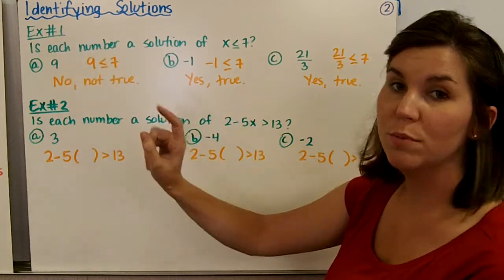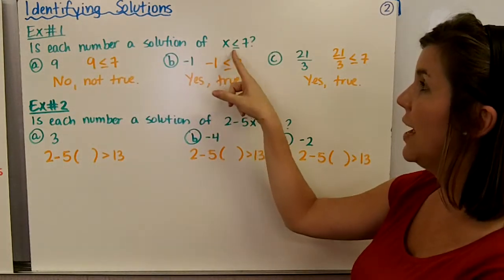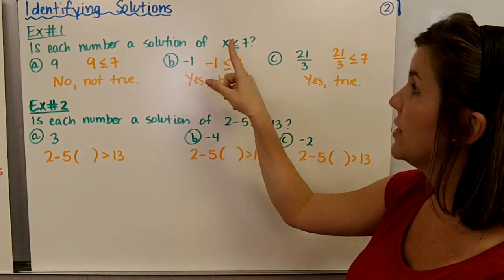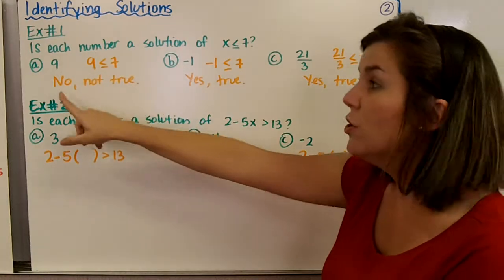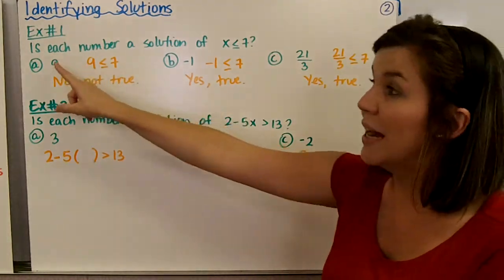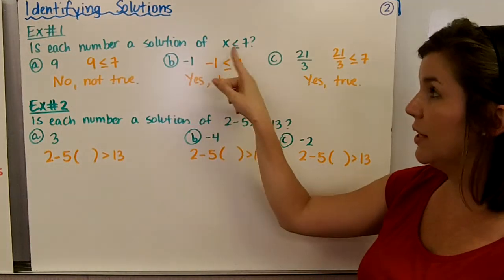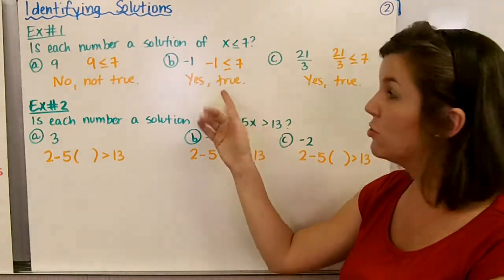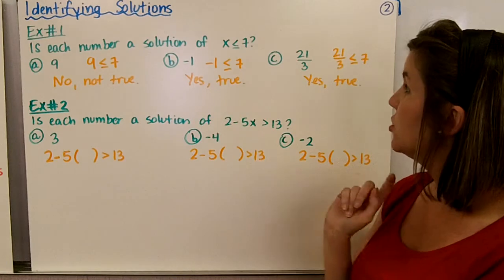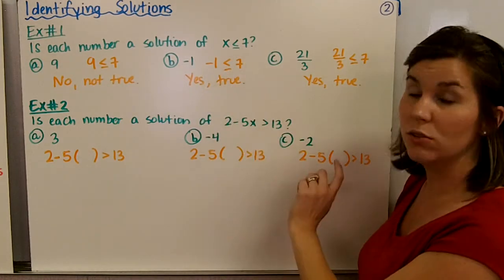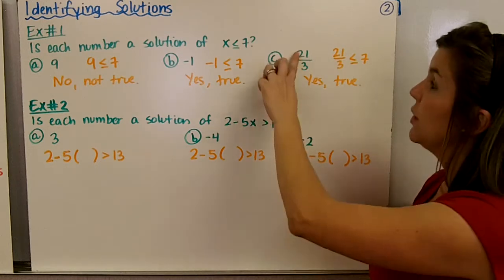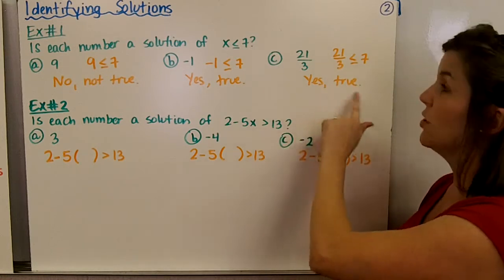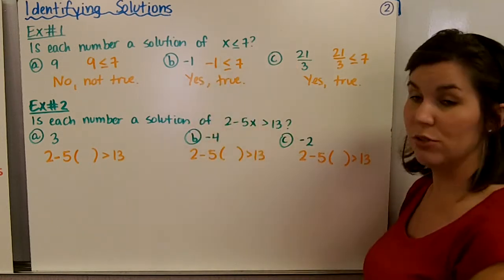Identifying solutions. Example number 1. Is each number a solution of x is less than or equal to 7? 9. So we're going to plug in 9 where x is. Is 9 less than or equal to 7? No, this is not true. So 9 is not a solution. -1. Plug in -1 where x was. -1 is less than or equal to 7. So this is true. So -1 is a solution. 21 over 3. 21 divided by 3 is 7. So is 7 less than or equal to 7? Well, yes. So this is true, and 21 over 3 is a solution.